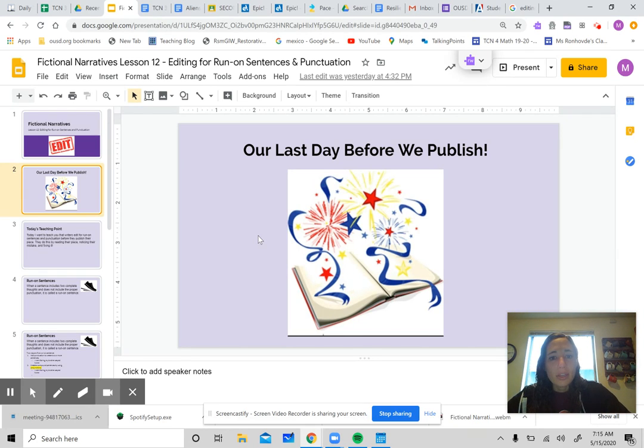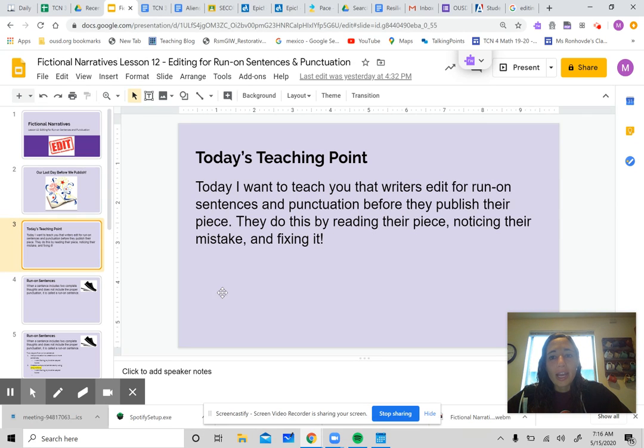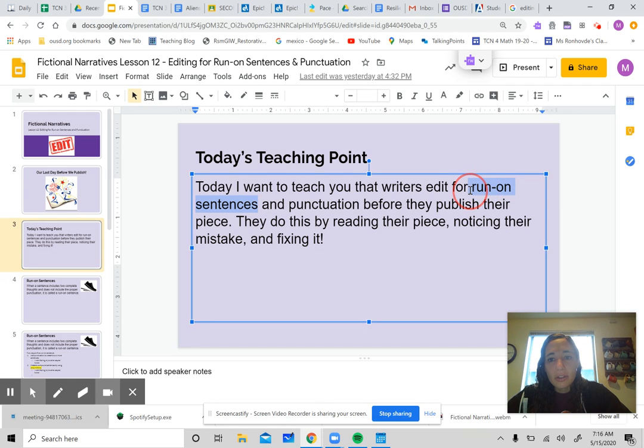So today, if you plan on publishing your first story, you're going to do this editing process for that story. If you plan on publishing your second story, you'll do the editing process for that story. Today, I want to teach you that writers edit for something called run-on sentences, which you probably have heard about already, but we're going to review today. And punctuation, say it with me, punctuation, before they publish their piece. They do this by reading their piece first, noticing their mistake, and fixing it. We'll talk about that process shortly.